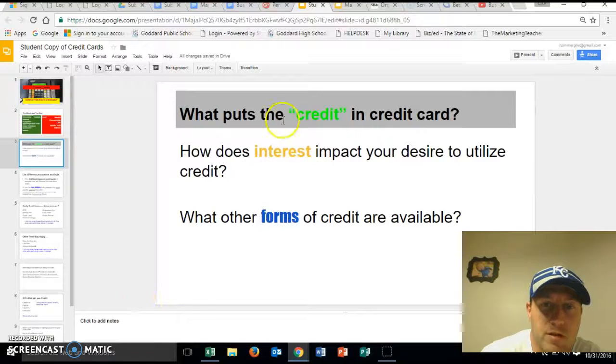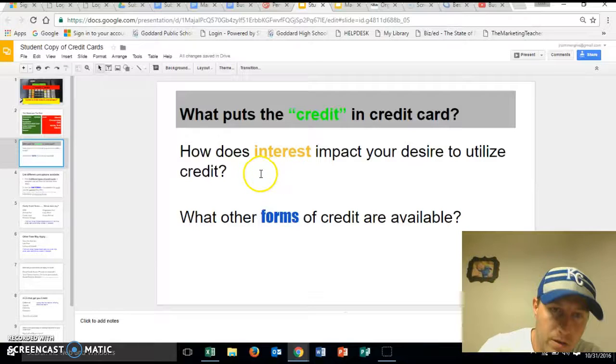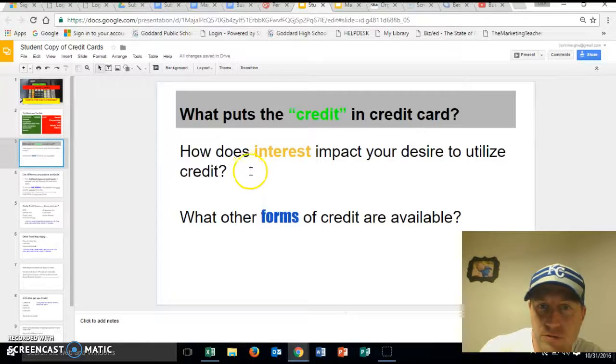We left yesterday talking about interest, and we used the little interest calculator to see if that would impact your desire to utilize credit. If you hadn't answered that question, please do so in your notes right here. The other question down here says, what other forms of credit are available?